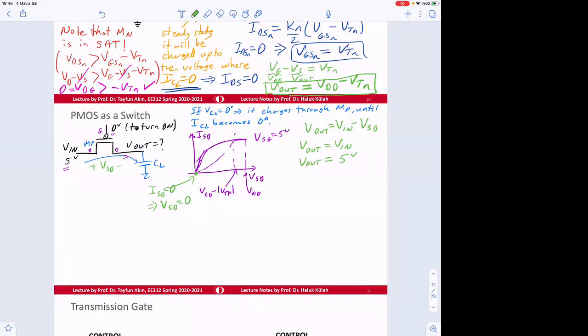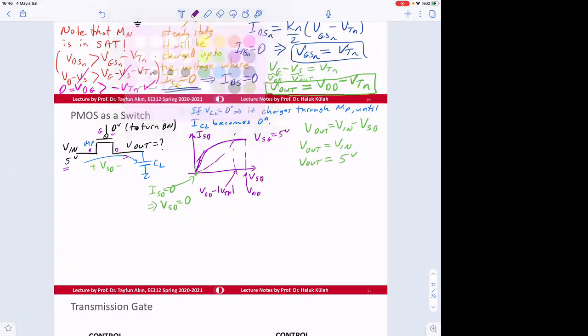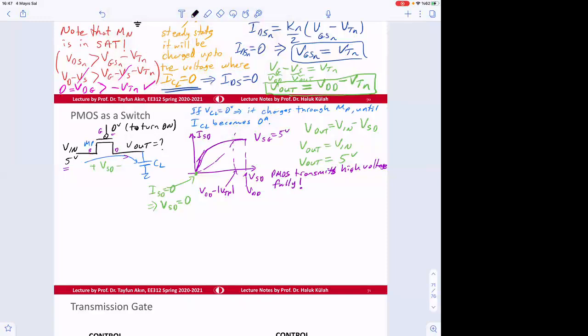Okay, so the conclusion is that PMOS transmits high voltages fully. Okay, so now we will look at the other case.